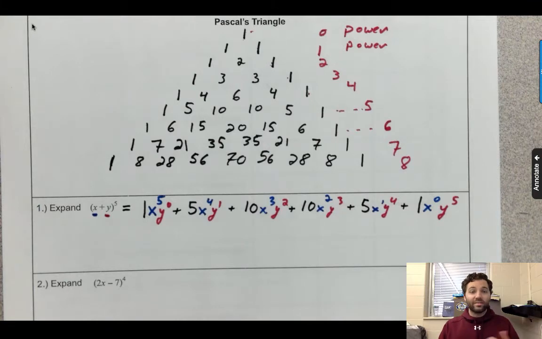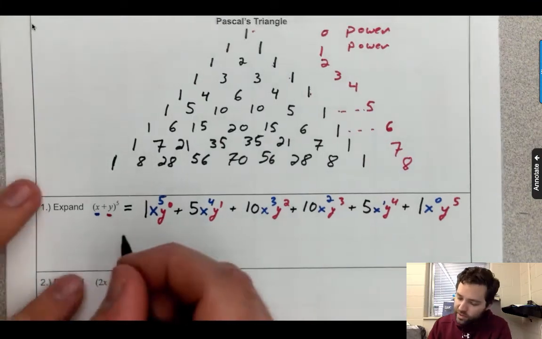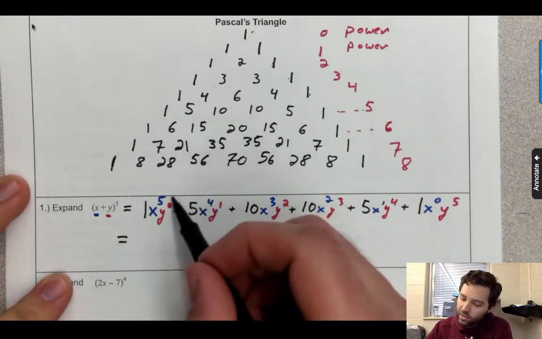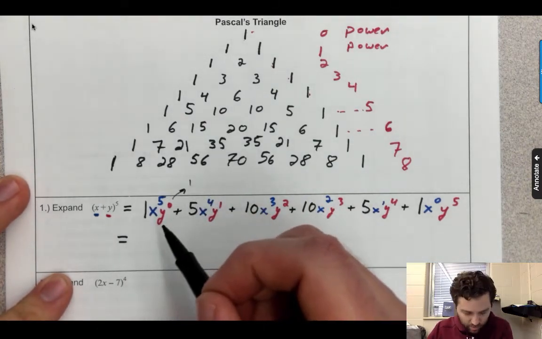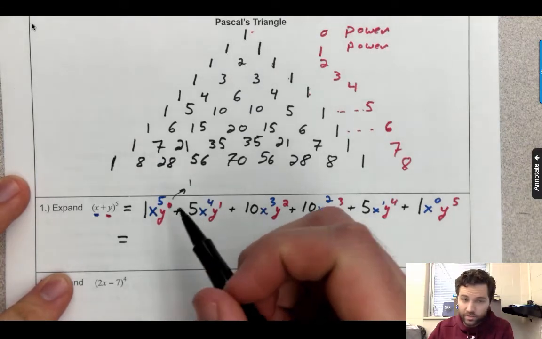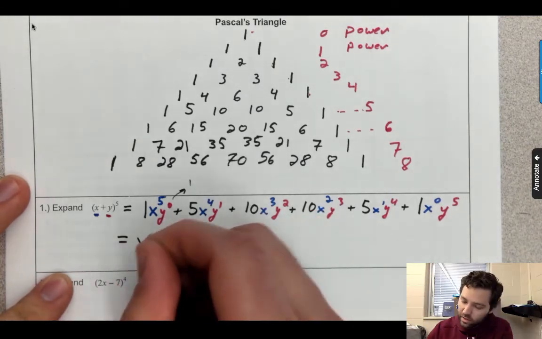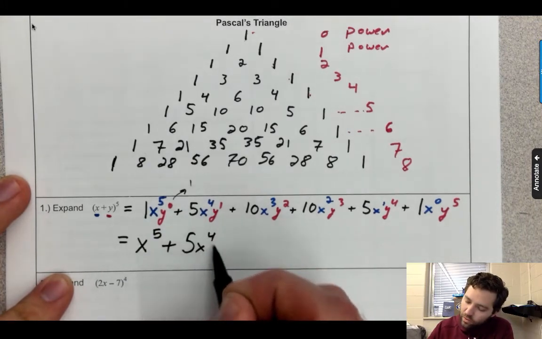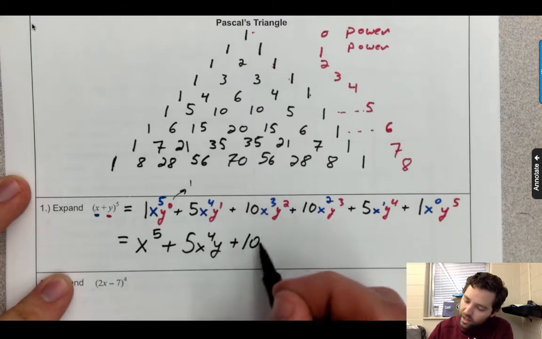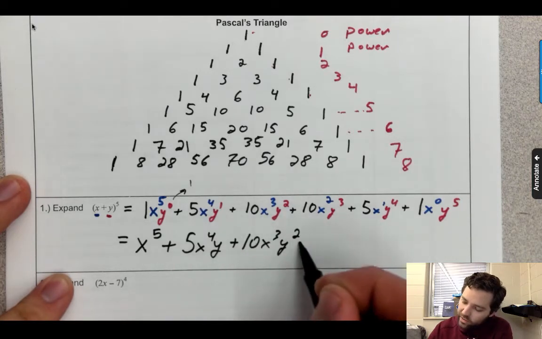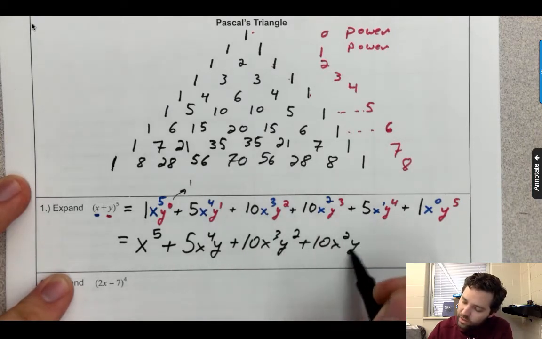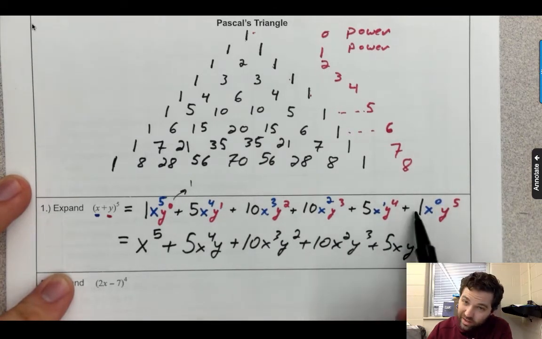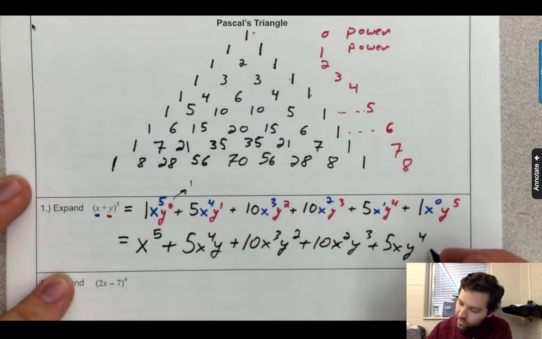The second part is simplifying. Okay, so the last thing we'll do is simplify this as best we can. So 1 times x to the 5th times y to the 0. Remember, y to the 0 is just 1. So all I have here is just x to the 5th, plus 5x to the 4th y, plus 10x cubed y squared. Nothing simplifies on these. 10x squared y cubed, plus 5x y to the 4th. 1 times x to the 0, which is 1, so then just plus y to the 5th.